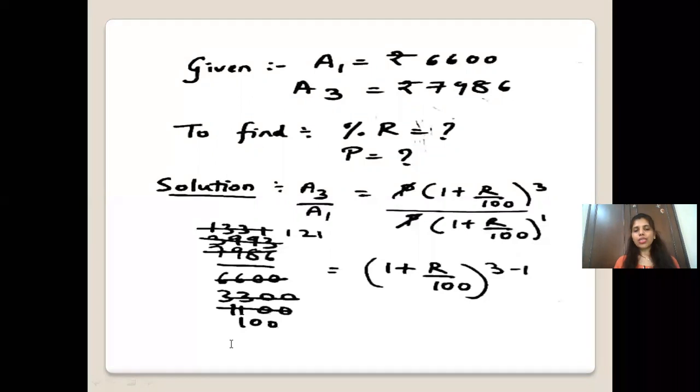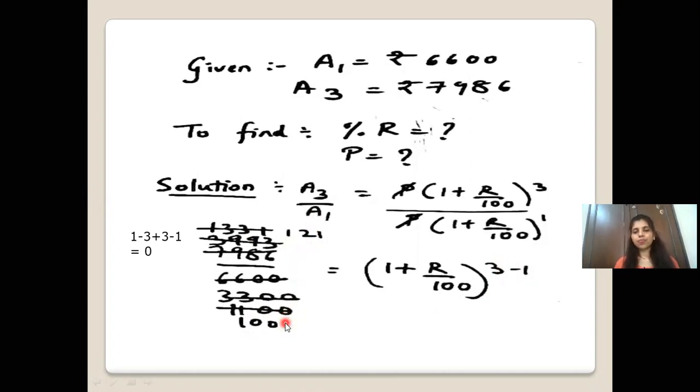So what we do now is 11 ones are 11, 11 threes are 33, 11 ones are 11. And 11 ones are 11, 0 and 0. So you got 121 upon 100. Now you cannot further divide it. So from here you understand that 3 minus 1 you're going to get 2. So just see whether you can convert these two numbers to the power of 2.